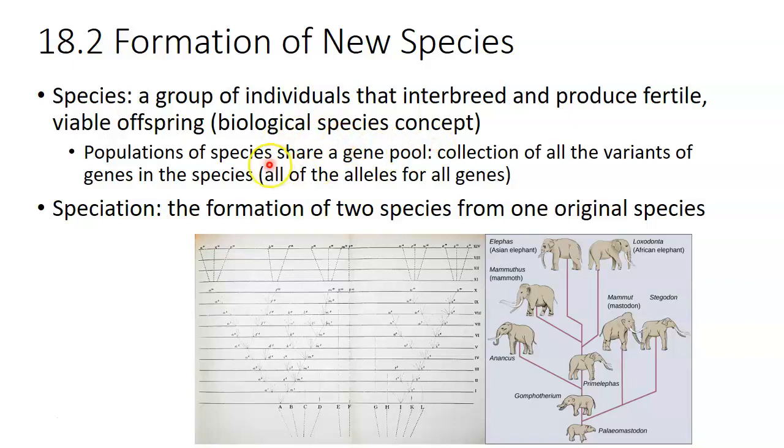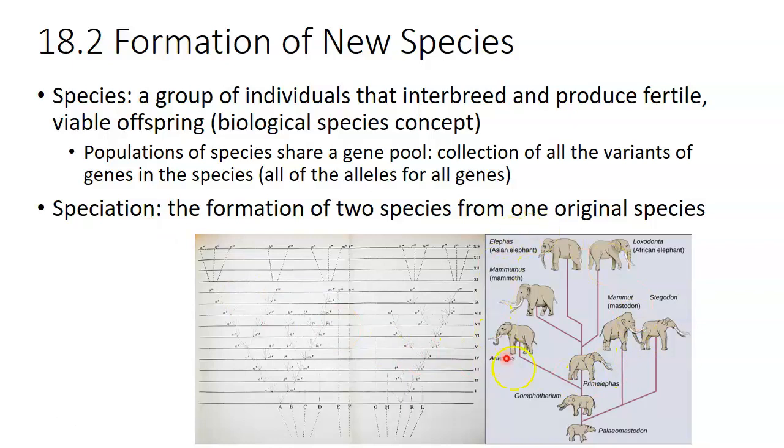And so when you have a population of a particular species, again, they're going to be living in the same region at the same time, and they're going to share a common, what we call gene pool. And that gene pool is going to be a collection of all of the alleles, all of the variants of all of the genes in that species. We're going to come back to this a lot in the next chapter, so keep that in the back of your mind. So what is speciation? This is when two species form from one original species.